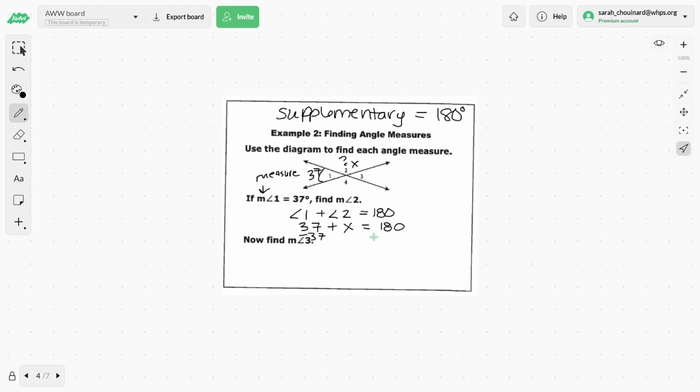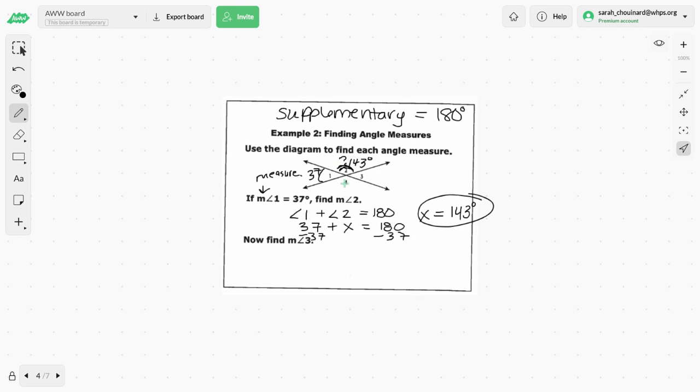We just have to subtract 37. So the missing angle is 180 minus 37, which is 143 degrees. Now they want us to find angle 3. So whenever I learn a new angle, I like to put that number into the diagram. So I know angle 2 now is 143 degrees.